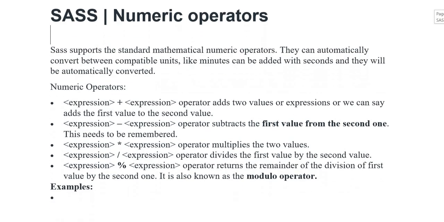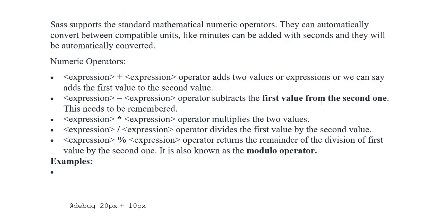Expression minus expression operator subtracts the first value from the second one. This needs to be remembered. Expression multiply expression operator multiplies the two values. Expression divide expression operator divides the first value by the second value. Expression percentage expression operator returns the remainder of the division of the first value by the second one. It is also called the modulo operator.